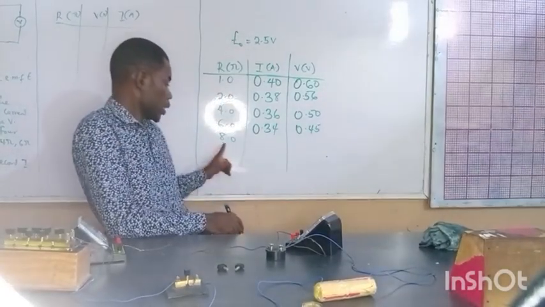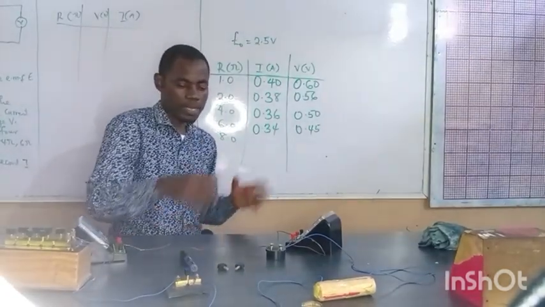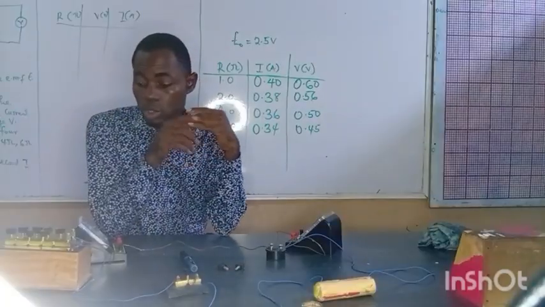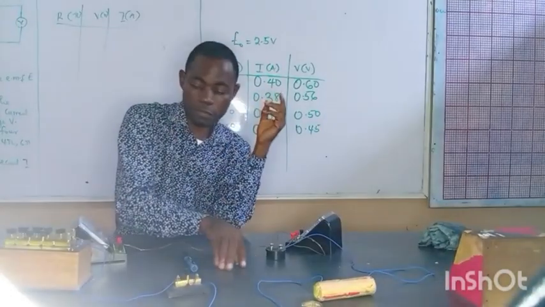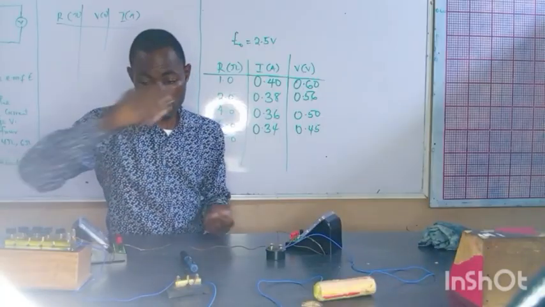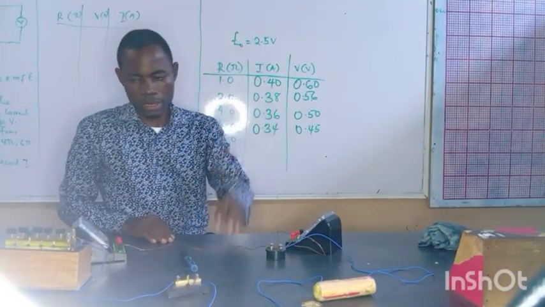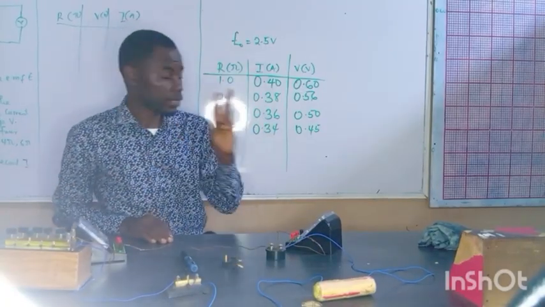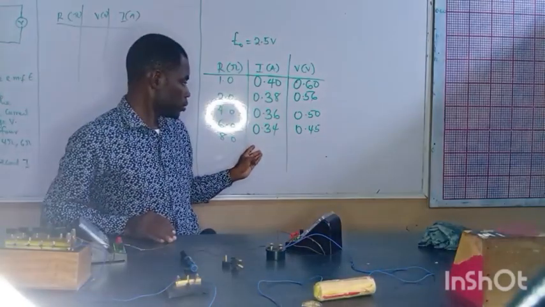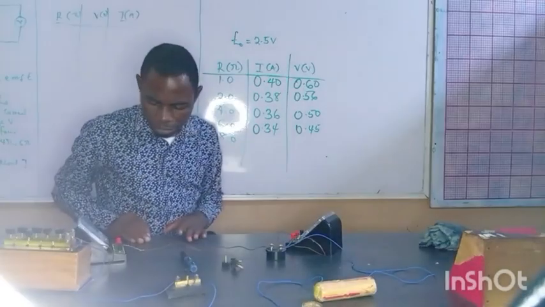Let's go to the last one, 8. Now, how can we get our 8? We are going to use 1, 2, and 5. I already have 1 and 5. Let me add 2 to it. 1, 2, 5. That is 8. So what will now be the readings? Now that's all to check right now.